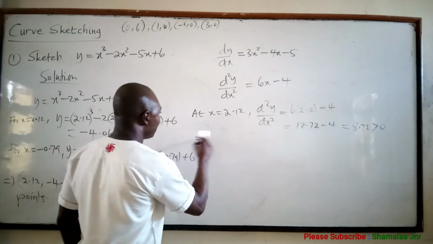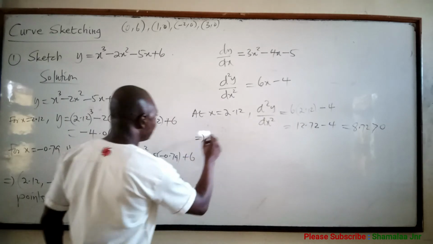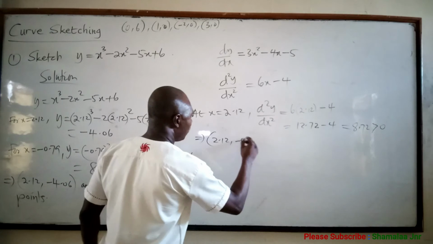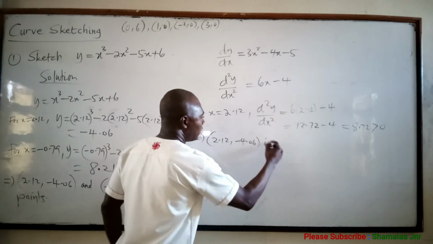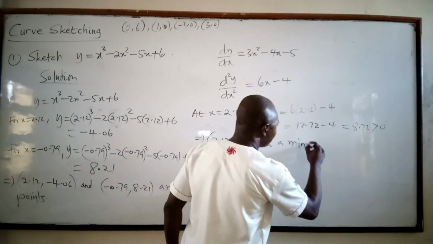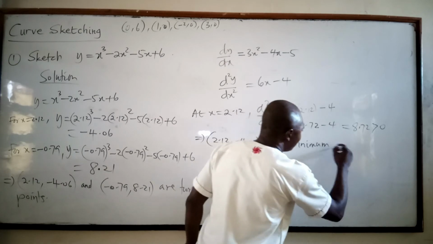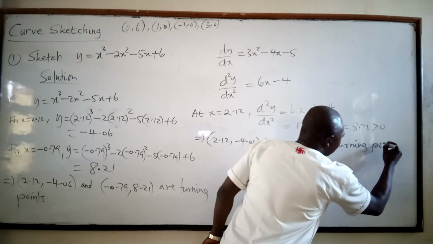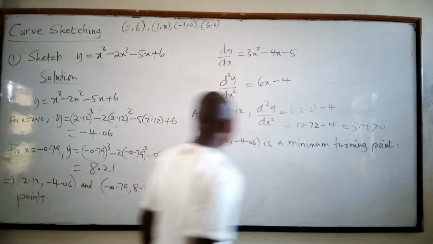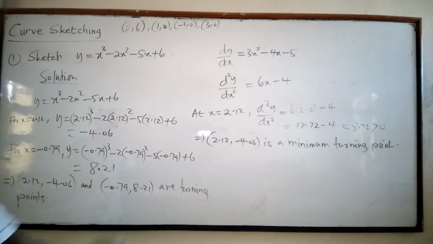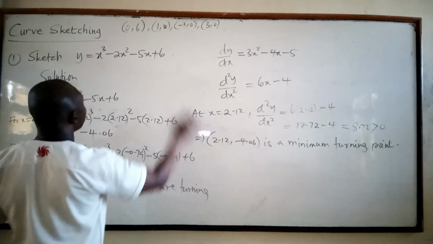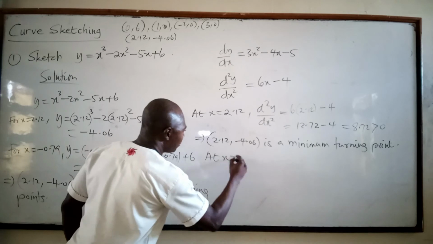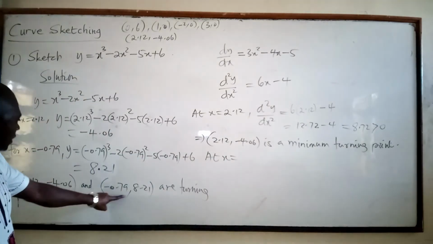So it means that 2.12, negative 4.06 is a minimum turning point. So this implies that 2.12, negative 4.06 is a minimum turning point. Yes, this is a minimum turning point. So viewers, let's quickly write this point here.